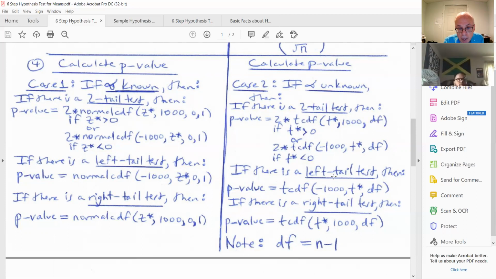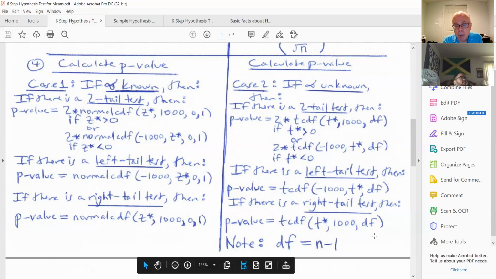And then again, same thing with left tail and right tail, except we're going to use t-CDF instead of normal CDF. And again, we put them in the same order. If it's left tail, we put negative 1,000, comma t star, comma degrees of freedom. And if it's right tail, we put t star first, and then positive 1,000, degrees of freedom. So that is generally how you calculate the p-value.